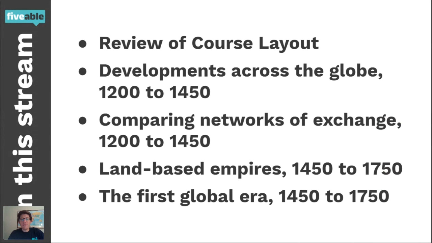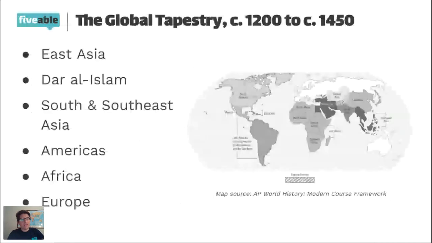Let's get moving. And we're going to start with thinking about developments across the globe. We're going to be looking at these regions: East Asia, the Dar al-Islam, or the House of Islam, so the Islamic world in the Middle East, Africa, the Indian Ocean basin. We're going to then look at South and Southeast Asia, the Americas, Africa, and then we'll finish with Europe for this first unit review. So let's get started.